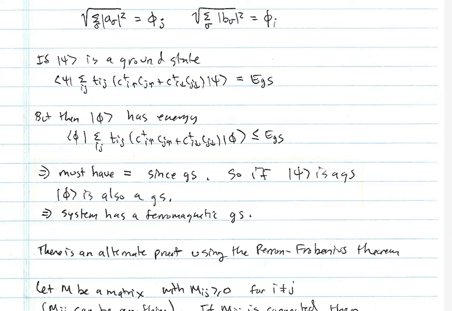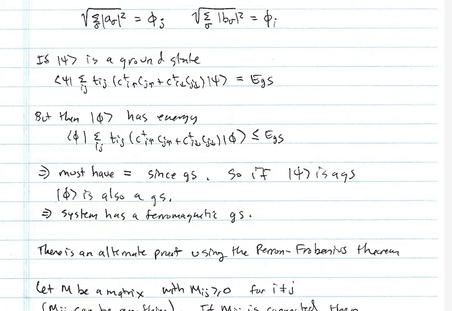What it says is, if you tell me that you have found a ground state that has some spin that is not the maximal spin, then from that ground state that you have found, I can construct a new ground state that has maximal spin. So it says amongst all of the different ground states that you might have in your system, there is a ferromagnetic ground state as well.